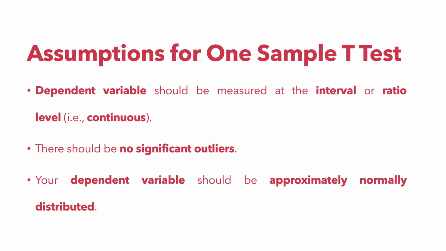There should be no significant outliers, and your dependent variable should be approximately normally distributed. Simply, we need to check for the normality in our test variable. If you are not aware of how to check for normality in your data, please check the video link which is appearing in the I button over the top end of the right side of the screen. Now, once you have verified these 3 assumptions, then simply move to the analysis.